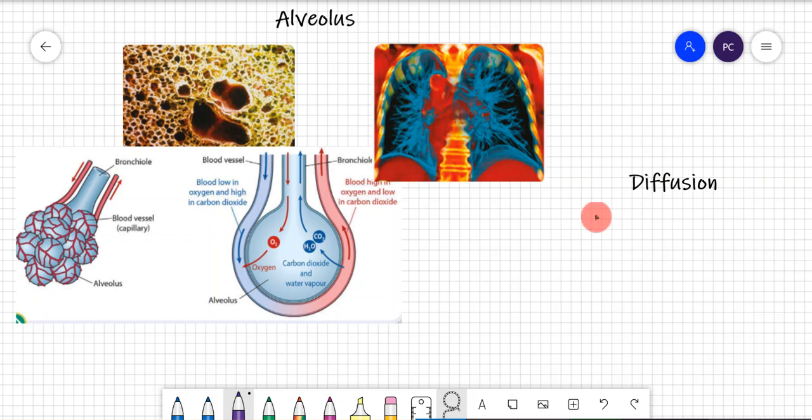Now, I mentioned this process of diffusion, and this is really important to understand: how this mechanism works, for example how oxygen gas transports into the blood, and how the water vapor and CO2 gas transfer out of the blood into the lungs and then out of the body. So this process of diffusion, what is this exactly?